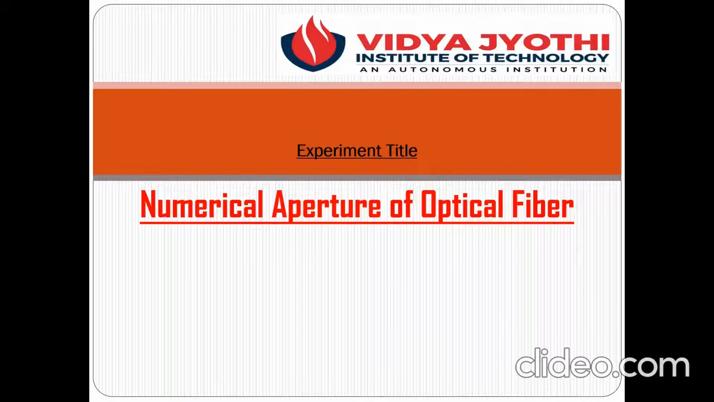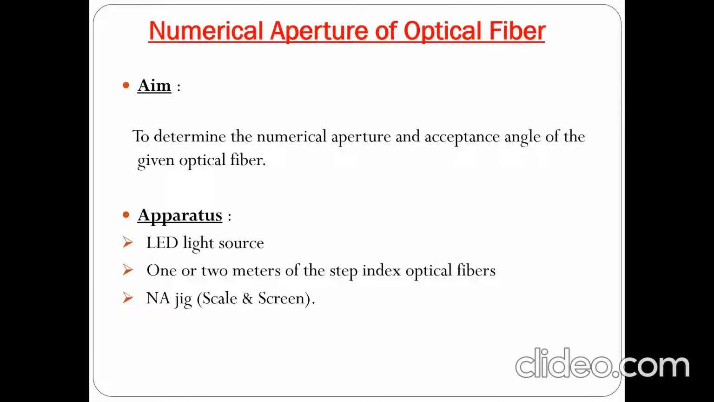Title of the experiment: Numerical aperture of an optical fiber. Aim: to determine the numerical aperture and acceptance angle of the given optical fiber. Apparatus required for this experiment: LED light source, step index optical fibers of length 1 or 2 meters, numerical aperture jig.